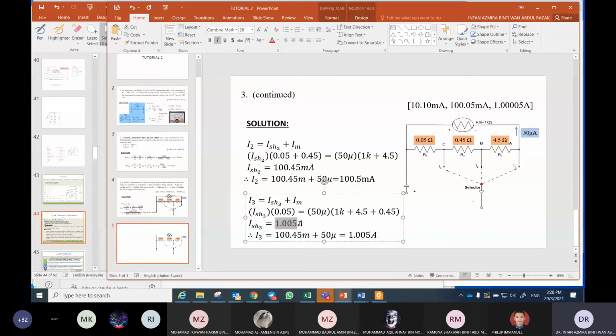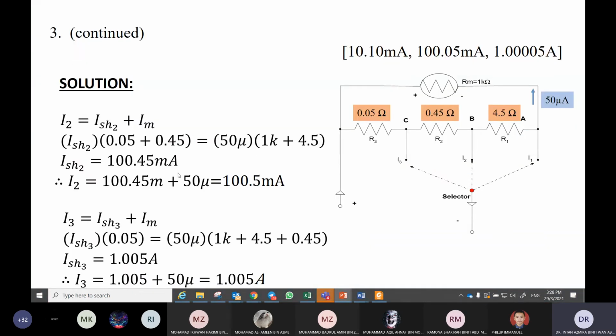Mistake due to copy and paste. I copy this part, paste here, so I do not change the value. Any question?